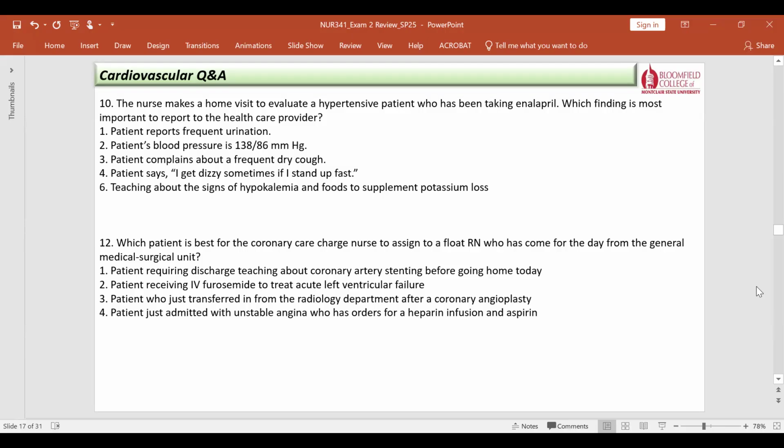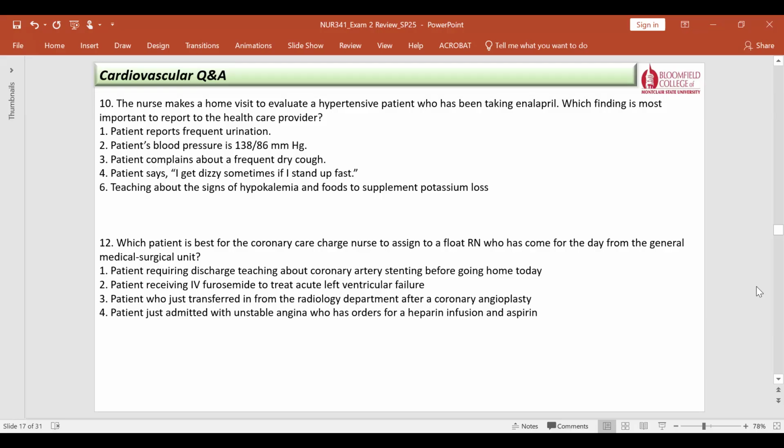12. Which patient is best for the coronary care charge nurse to assign to a float RN who has come for the day from the general medical surgical unit? Patient requiring discharge teaching patient. Like patient general, it's not. So for this nurse who is coming from the general med-surg unit, and hasn't been experienced working with high acuity or cardiac cases, right, so it will be number two, right, two.